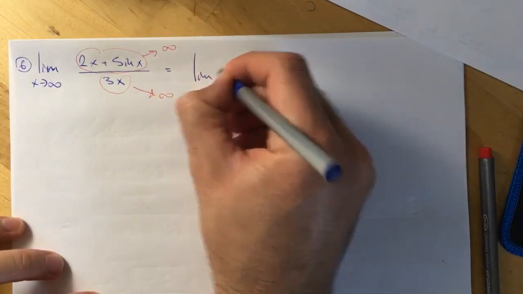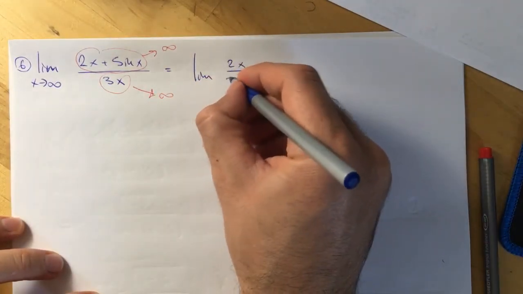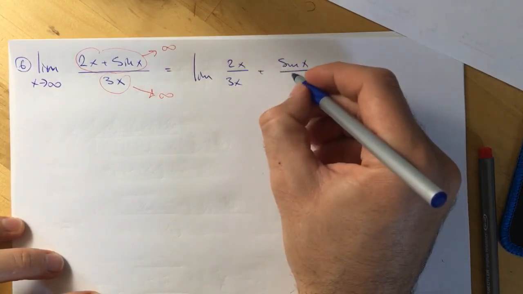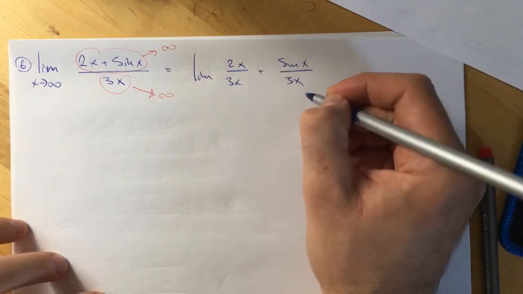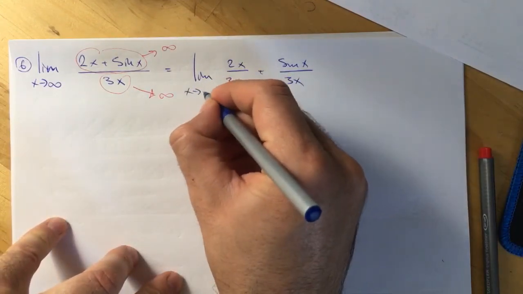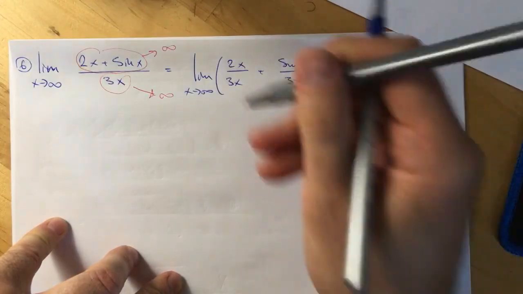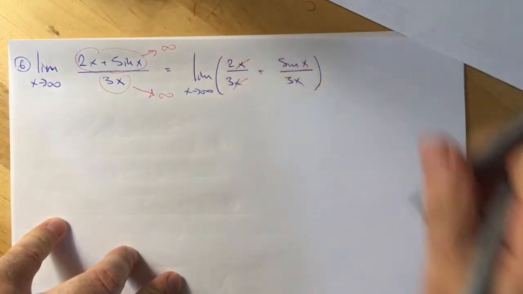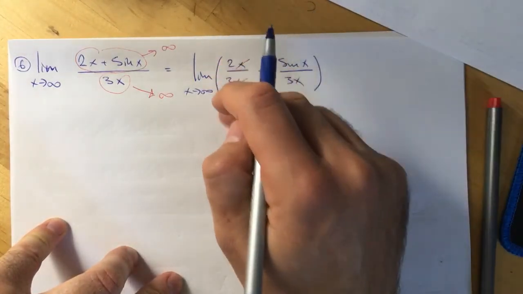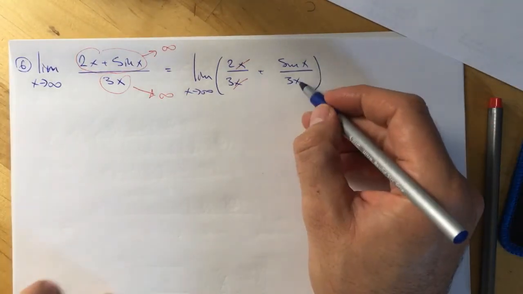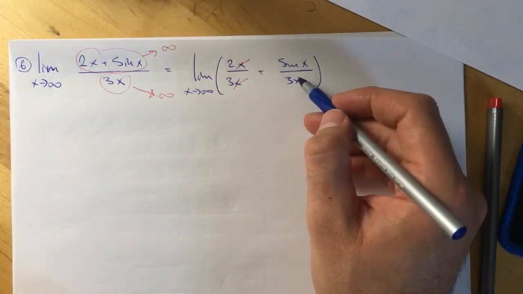One way, straightforward, would be to split this expression. Here you cancel x and x. Okay, this will go to 2 over 3. And then how are you going to deal with sine of x over 3? So here you have to use the squeeze theorem.